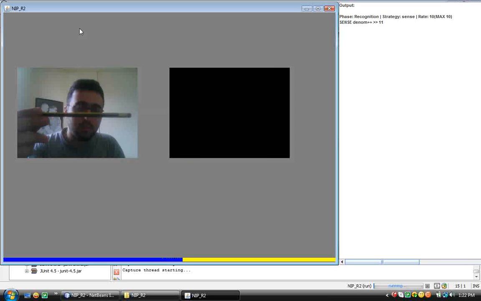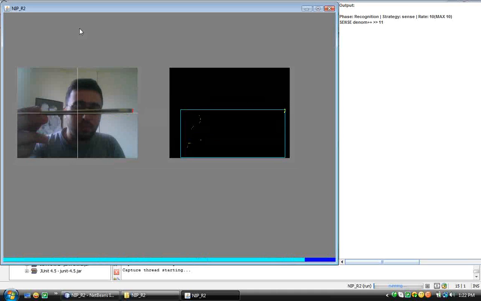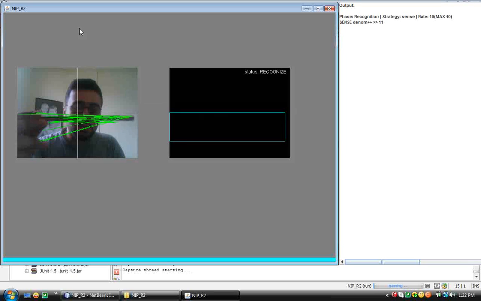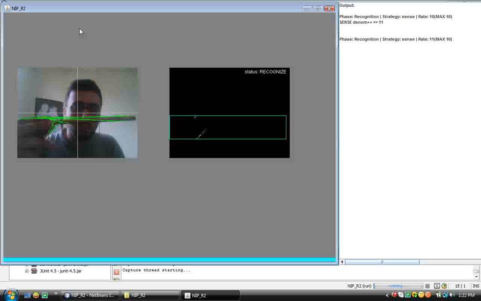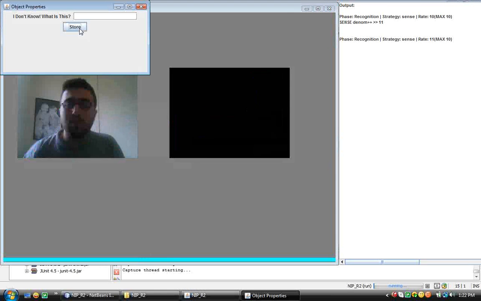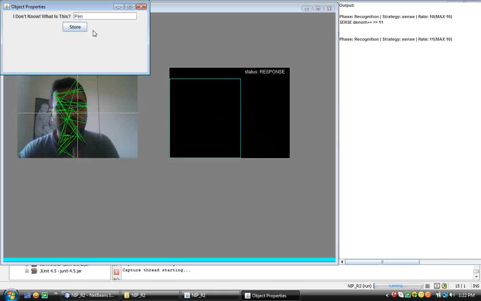After the regulation period finishes, it's going to see this object, and I'm going to move this object so the computer can capture it and remember it as a session. I'm going to associate a name to it, and I say, this is a pen. And I store the information.